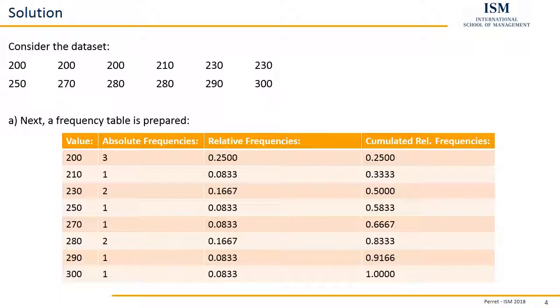So we go into the next row for 210. Here we add to the 0.25 the 0.0833 and get a cumulated relative frequency of 0.333. To the 1/3, the 0.333, we add the relative frequency of the current row, the 0.1667, and we get a cumulated relative frequency of 0.5.